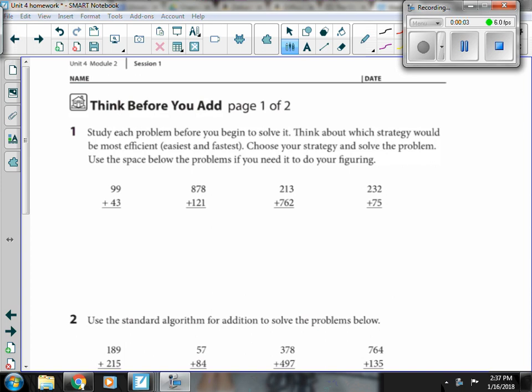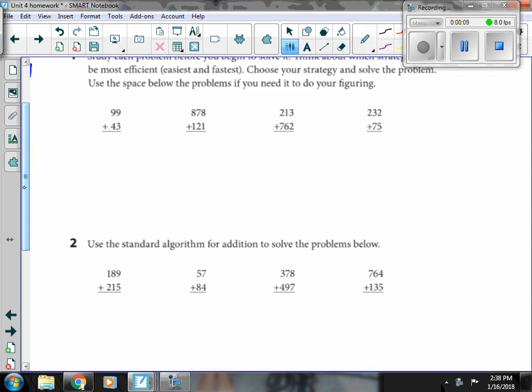Tonight's homework is "think before you add." You can use any strategy you want. What I'm going to show is just our regular standard algorithm, the traditional way of adding, just so we can get more practice in that. If you use a different strategy, that's okay. You'll just have to make sure your answer matches.